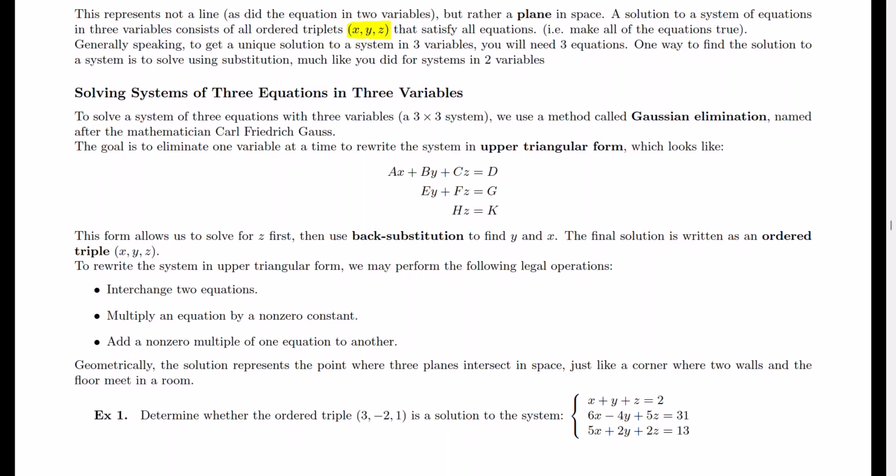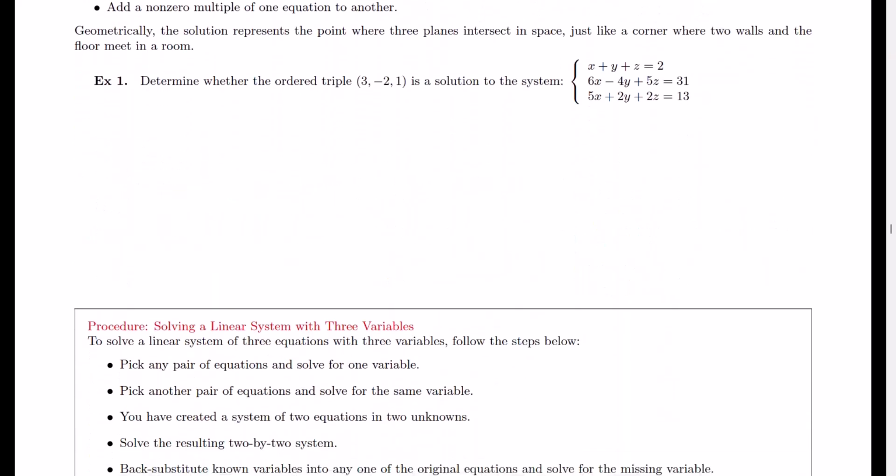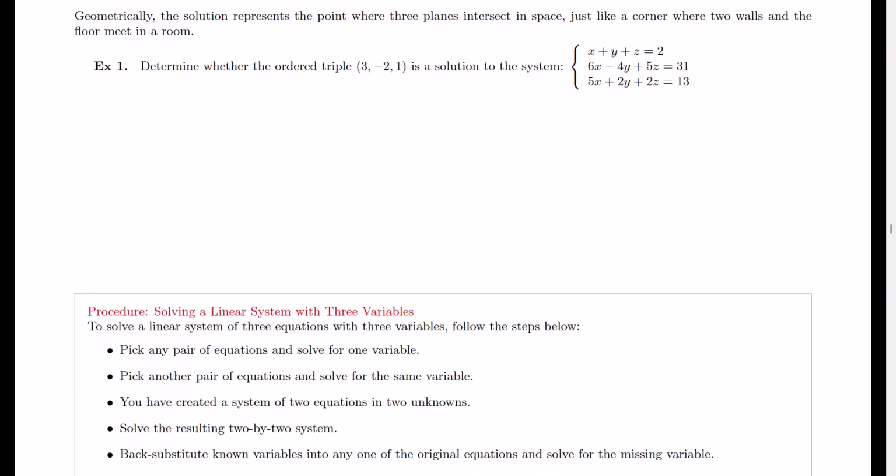Now, the solution to the system is going to be x, y, and z. You're responsible to get that. But once you have the solution x, y, and z, how do you know if you got the right numbers or not? This is what we will try to do in the first problem. Somebody suggests to us that the ordered triplet (3, -2, 1) is a solution of the system on the right-hand side. And the question is, is this true or not?